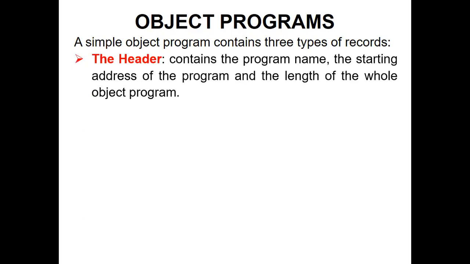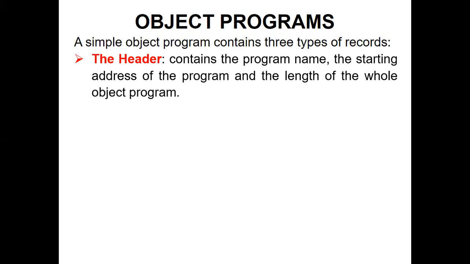Now, what does the object program look like? The object program has three types of records. There is what we call the header record. The header record contains the name of the program because that will be needed. You remember memory contains a lot of stuff. So if a program is going to be loaded in memory, perhaps there are other programs already loaded in memory. So this program you are loading will need to be identified. So the name of the program has to be known.